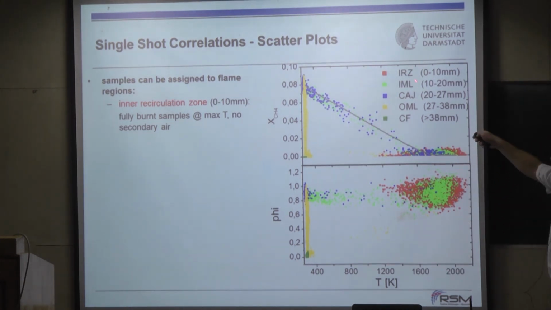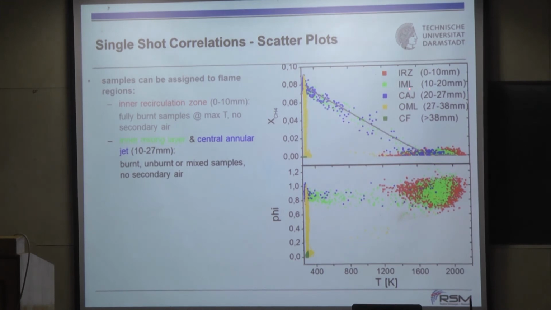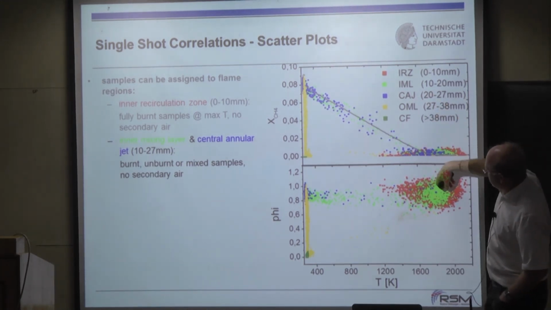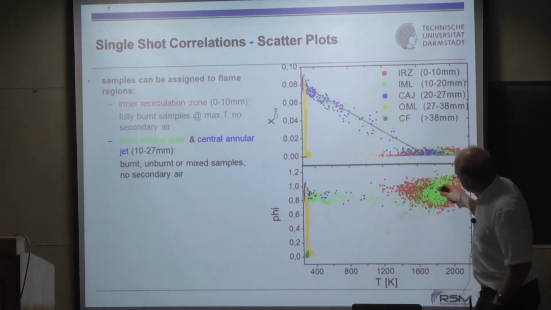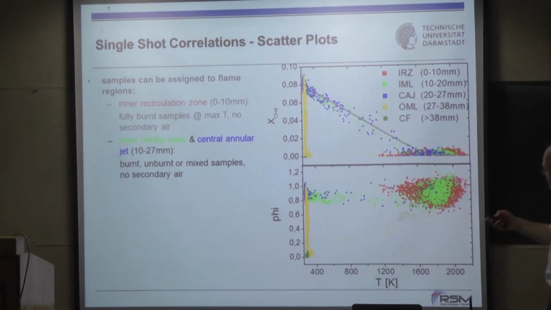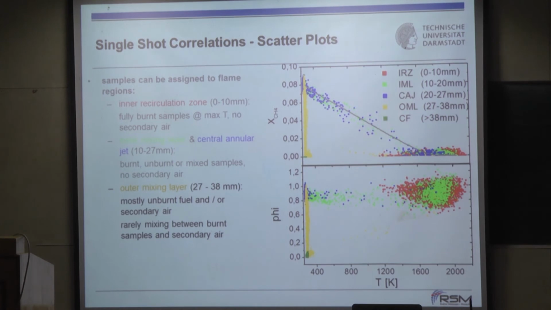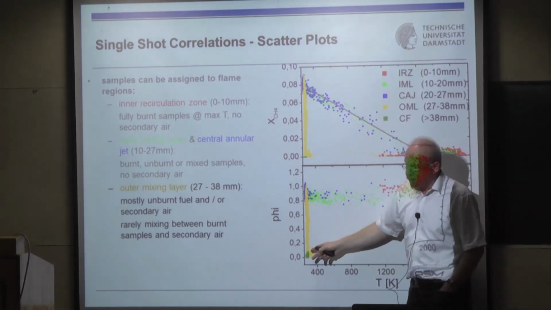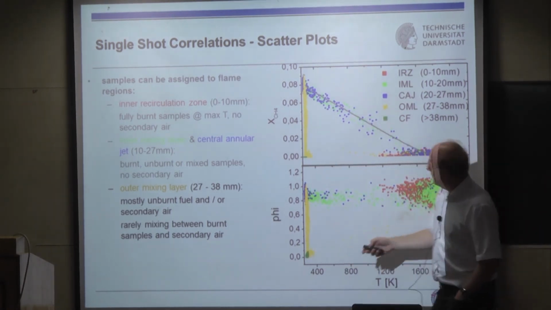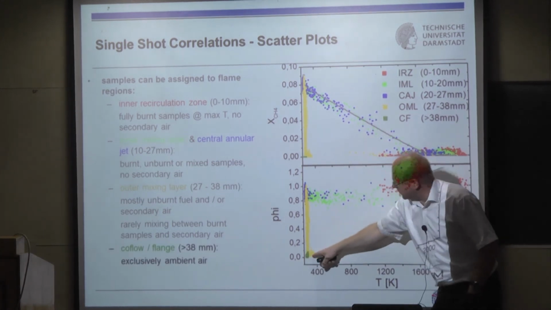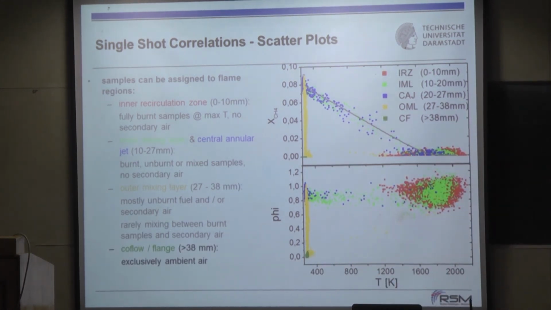This is now color-coded. This is the internal reaction zone. This is primarily reacted cases. You have here in the inner mixing layer the central annular jet. This is green and blue. That is either not reacted or something in between. You have here the outer mixing layer. This is not reacting at this height. You have just mixing, and you finally have this green spot over here. That is the co-flow. This is the secondary air.